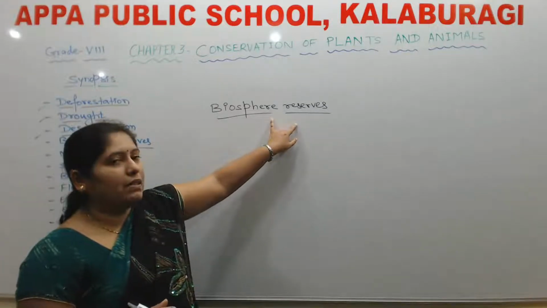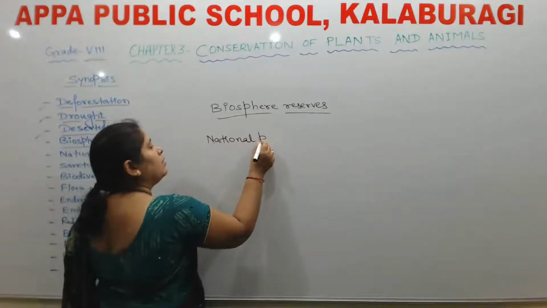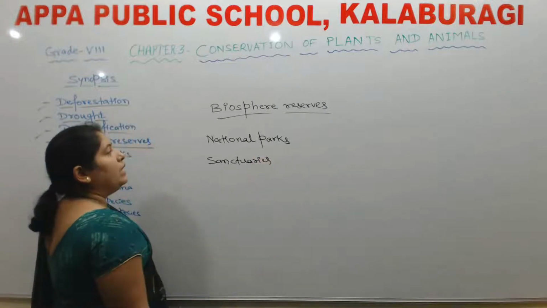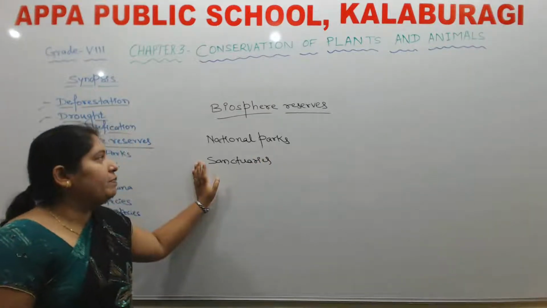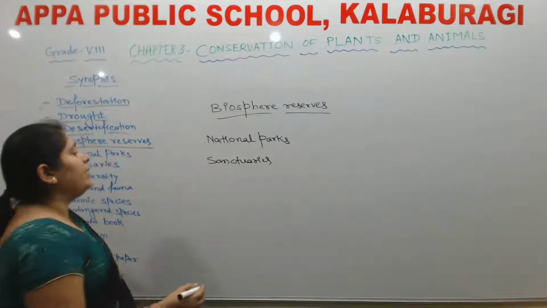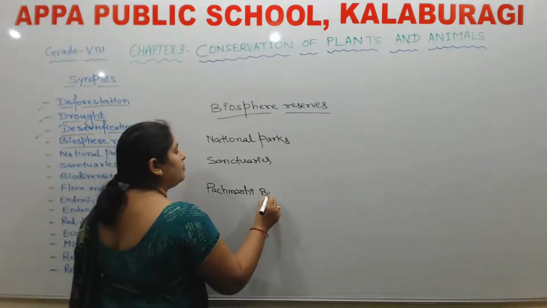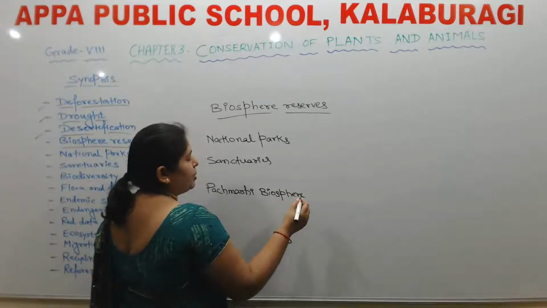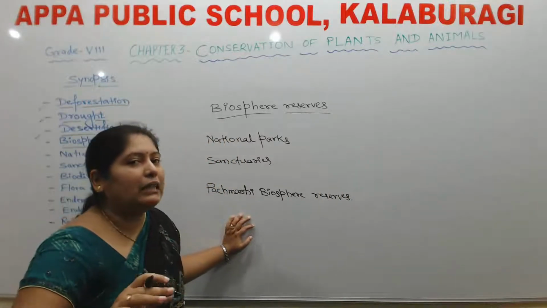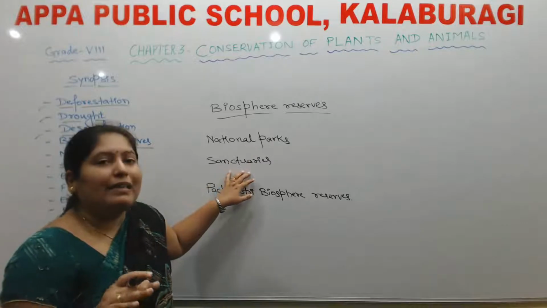So this is biosphere reserves, which includes the national parks and sanctuaries, right? A large area of biosphere reserve includes one or many national parks and one or many sanctuaries in it. For your studies, they have given an example of the Pachmari Biosphere Reserve. As I said just now, a biosphere reserve is a very large area of protected land which includes one or many national parks and one or many sanctuaries in it.